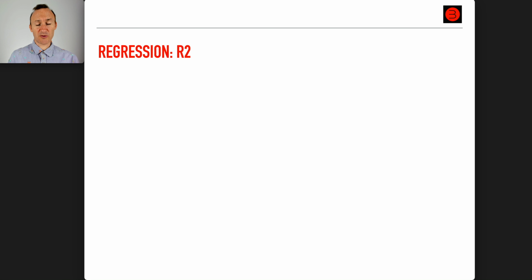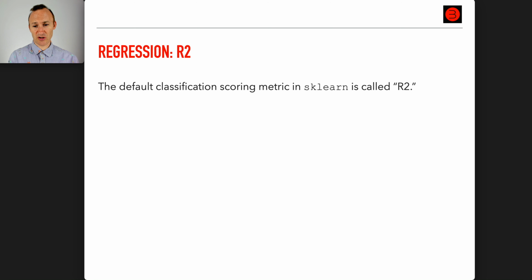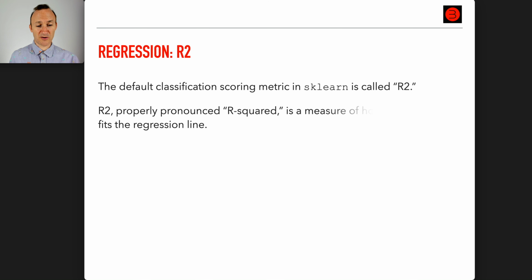Okay, so let's start with regression, in particular R2. The default regression scoring metric in sklearn is called R2. That's what we used when we did model.score with regression. It gave us an R2 score. R2, properly pronounced R squared, because that's what it means, is the official statistics term for a measure of how well the data fits the regression line.